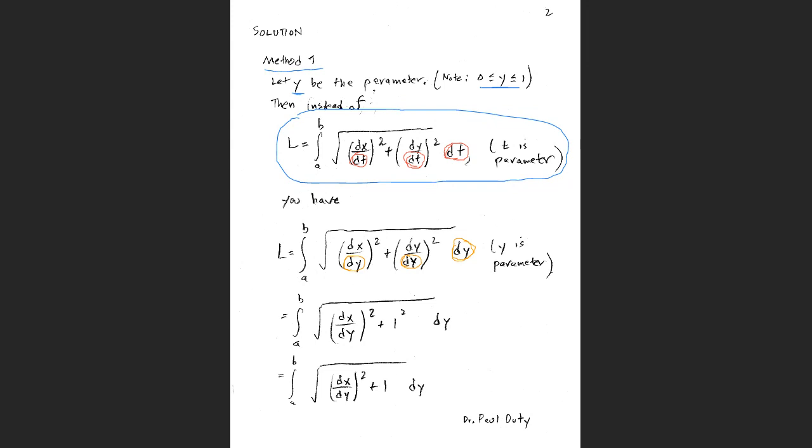And so what happens when we do that is you have dx/dy squared, but then here you have dy/dy squared. Well, that's just 1 squared. That's just 1 squared. And so the arc length formula collapses.